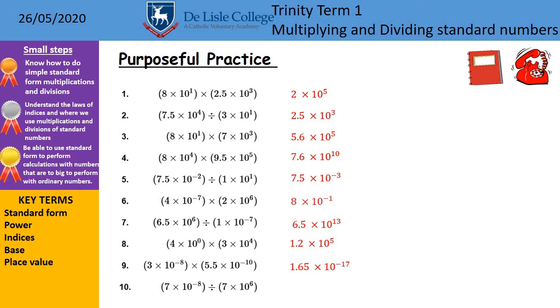1.65 times 10 to the negative 17, because the 3 times the 5 gives us a number greater than 10. So our negative 18, we can then correct that power to negative 17. And 7 divided by 7 is 1. So we end up with 1 times 10 to the negative 14, as negative 8 subtract 6 is negative 14.